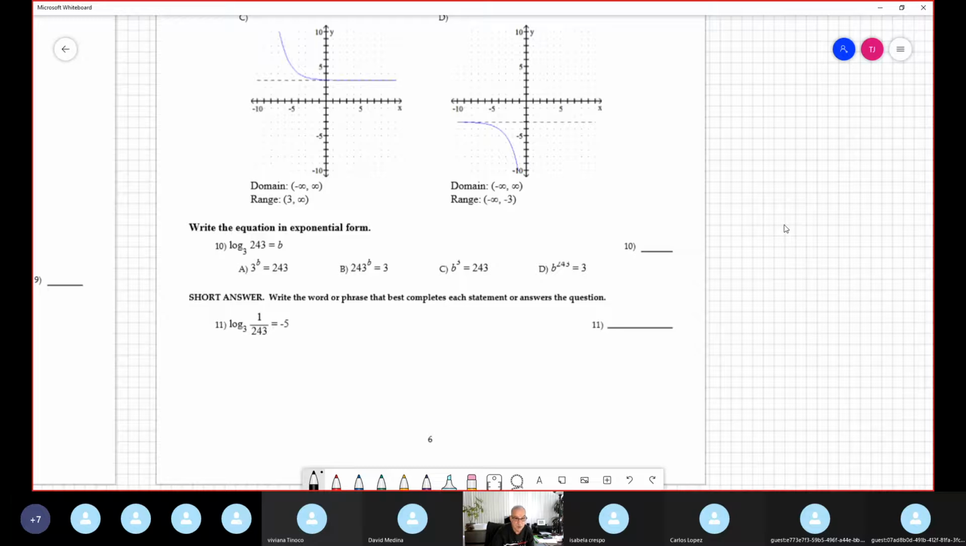Well, it's obvious that the base is 3. The exponent is b, and the result is 243. That corresponds with option A. Correct? Everyone follow me?